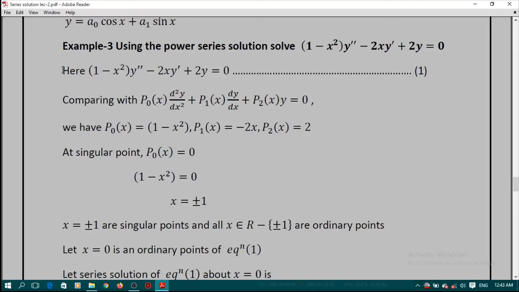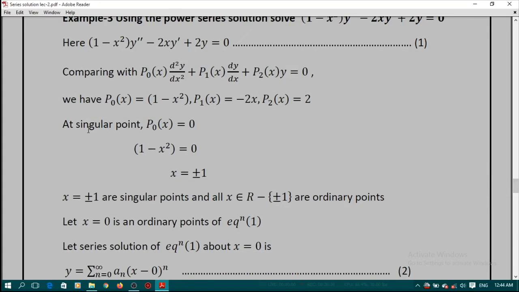So here the given equation is 1 minus x square into y double dash minus 2xy dash plus 2y equals 0. This is equation 1. Comparing with p0 of x d square y by dx square plus p1 of x dy by dx plus p2 of x into y equals 0, we get p0 of x equal to 1 minus x square, p1 of x equals minus 2x, and p2 of x equals 2.